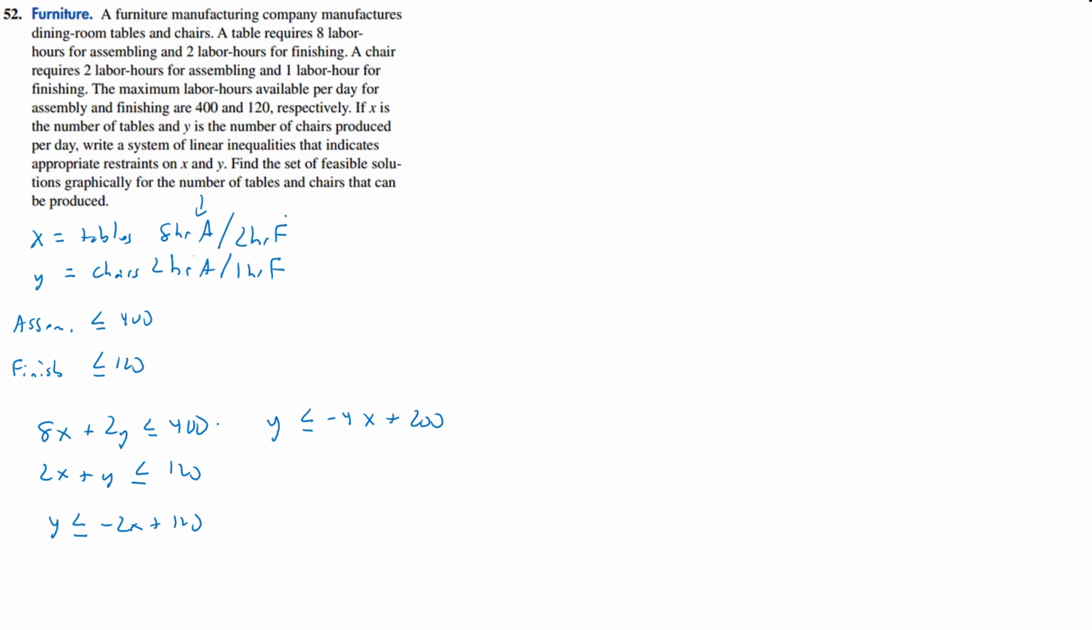Now I think we need to have two more constraints. We're going to have x has to be greater than or equal to 0 and y has to be greater than or equal to 0, because otherwise it's not going to make sense making -5 tables or -5 chairs. And so we're going to have those two constraints as well. So those two, that, and that are the things that we need to plot. All right, so let's plot those.